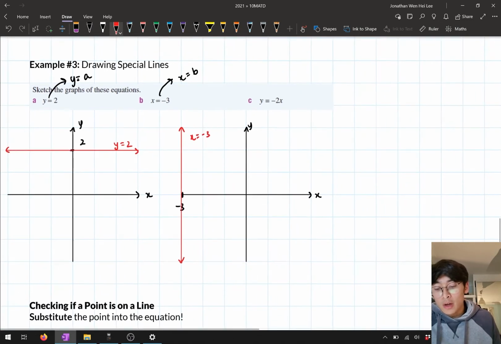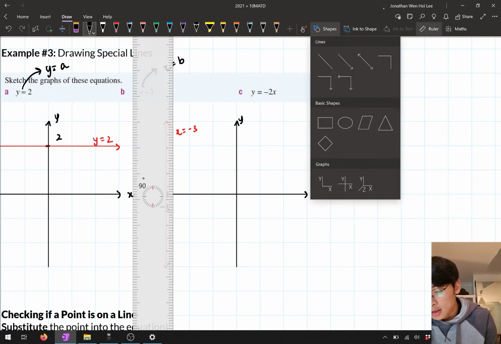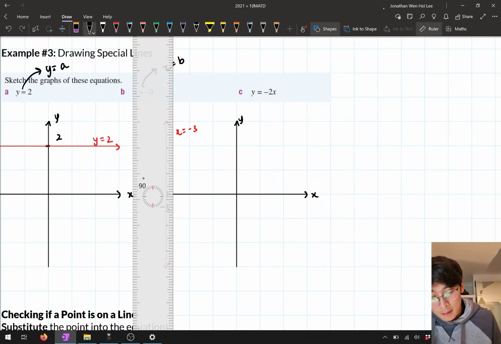Now the last one, we can actually use our gradient-intercept form to help me answer this last one. So I'm going to sketch this one out. I'm going to get out my Cartesian plane.